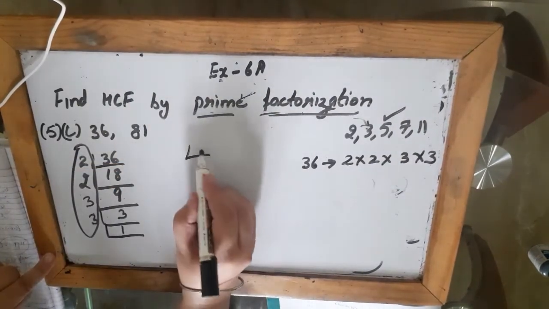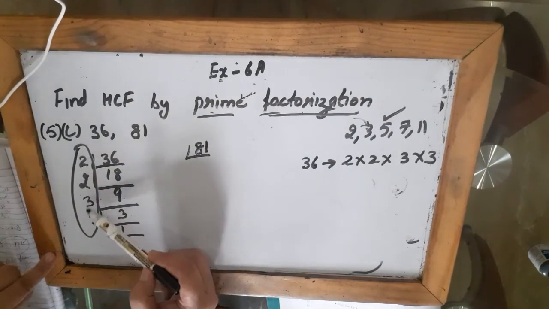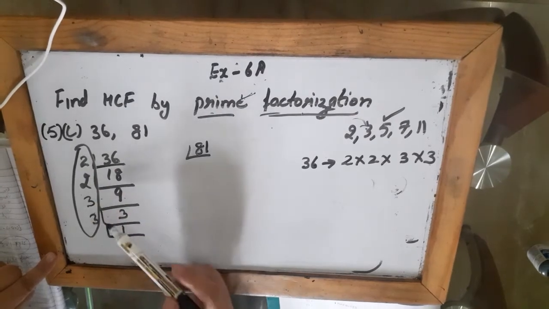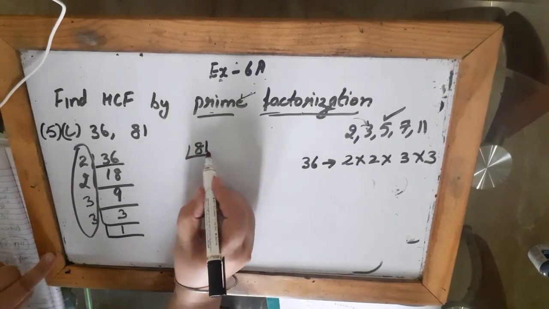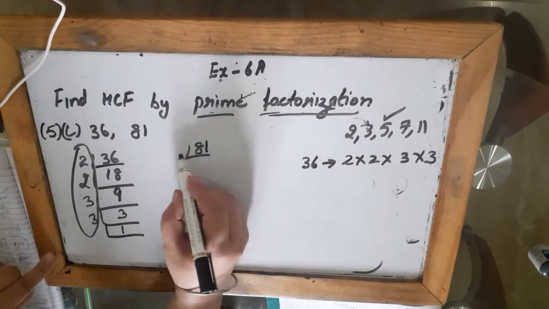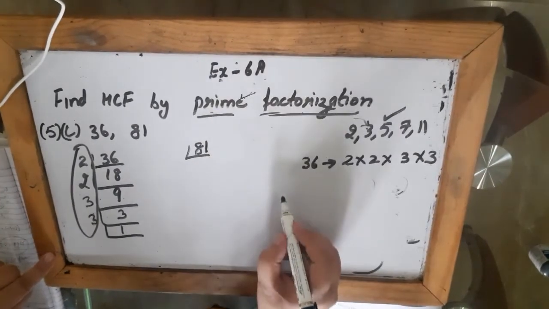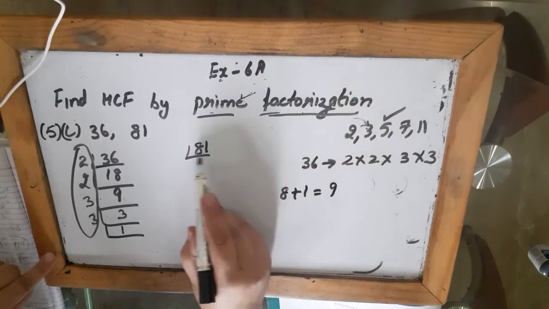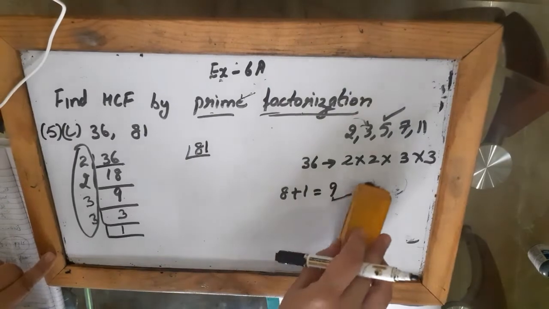Okay, now 81. Remember that I have to use here only the prime numbers. I have to divide them only with the prime numbers, and continue till you get 1 at the end. Now 81, as I know, is an odd number and it won't be divisible by 2. Is this divisible by 3, the next prime number? Let me check. 8 plus 1 is 9. So 9 is divisible by 3. It means this number is divisible by 3.